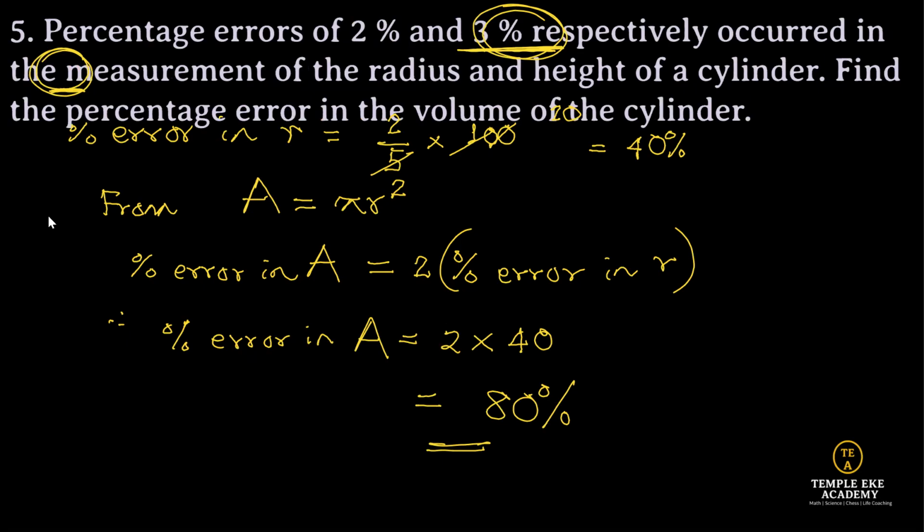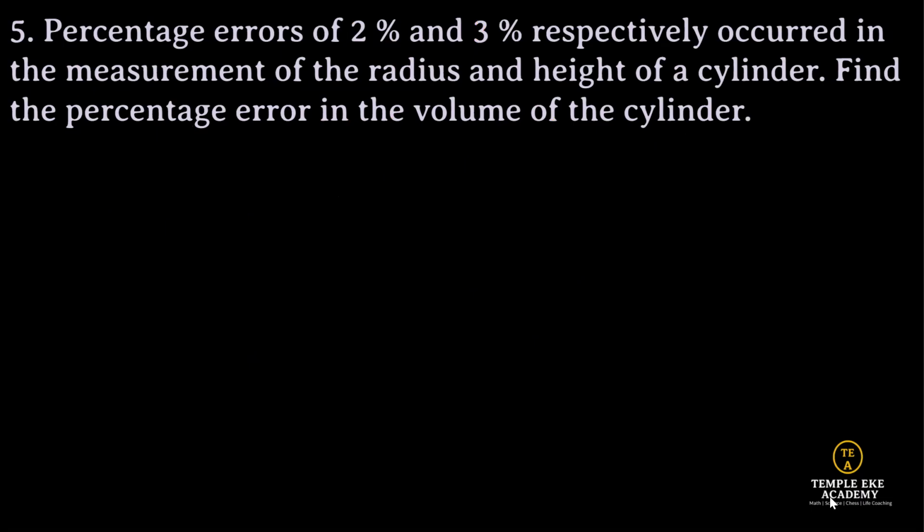All right. Now, the traces we have to give way here. Percentage errors of 2% and 3% respectively occurred in the measurement of the radius and the height of a cylinder. Find the percentage error in the volume of the cylinder. Now, the formula for the volume of the cylinder must be called up. So let's get into it. The percentage error in the volume of the cylinder.